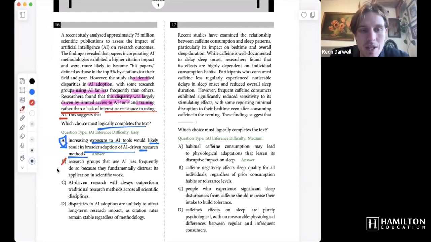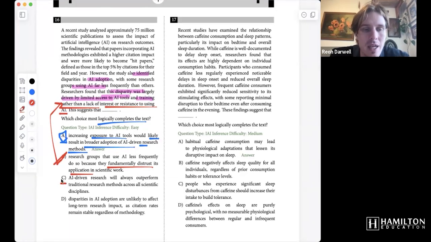Okay, so B is an opposite distractor because it aligns with what is said to not be there, right? So if you're reading this too quickly and you see lack of interest or resistance to using AI, that's why they don't use it, you'll select this one because fundamentally distrust is good. But that is an opposite distractor. That's not what's driving the disparity.